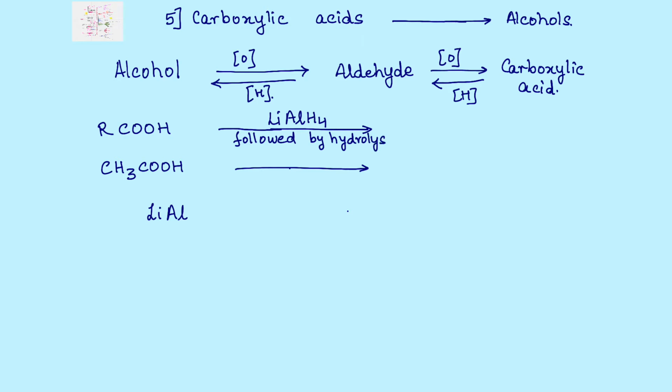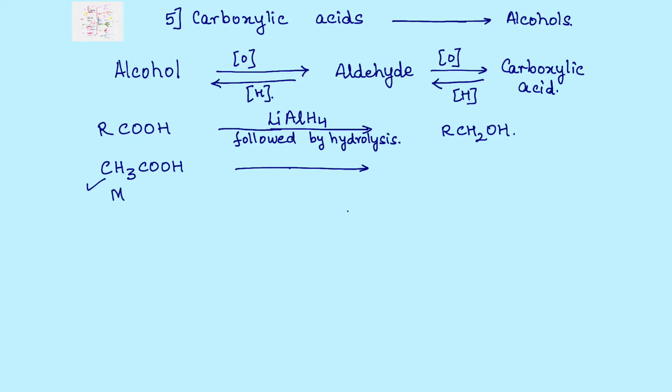So would you like to write the products of the reaction yourself? R CH2OH. You get an alcohol over here. So I've given you an example. So R is when we take a general acid, a general carboxylic acid. What will be the product of reduction of CH3COOH? By the way, what is the name of this compound? Try naming it by the IUPAC system.